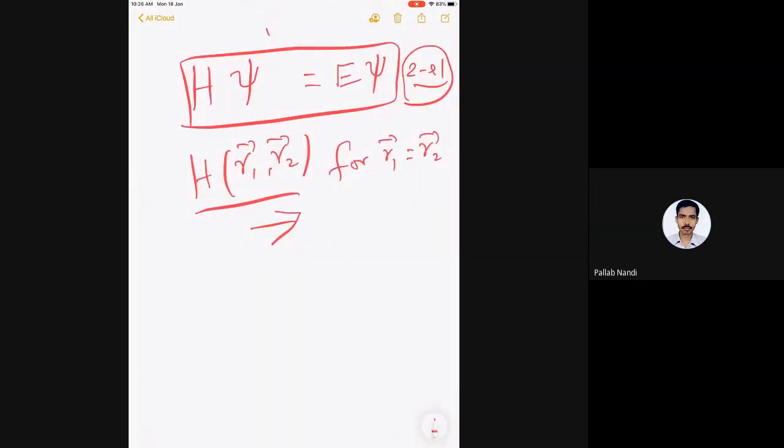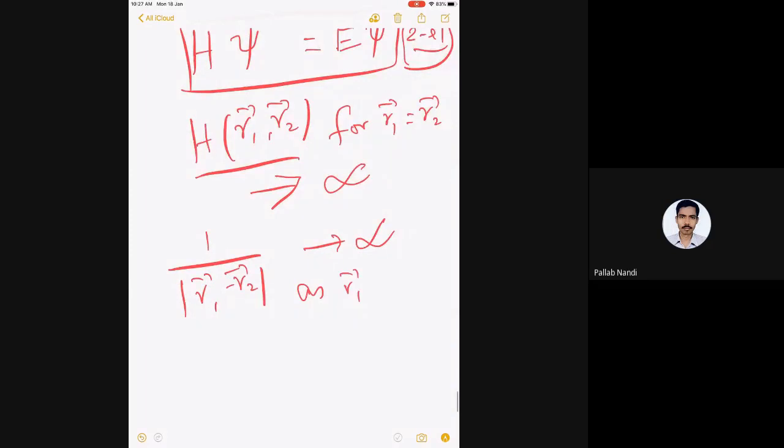So in this case, if you see the Hamiltonian, we have a one particle part, but very importantly, we have a 1 by modulus R1 minus R2 term, in atomic units. So that will become infinity, right? That will go to infinity. Is it clear? So as the two coordinates become the same, the Hamiltonian will become singular. Is it clear to all of you?